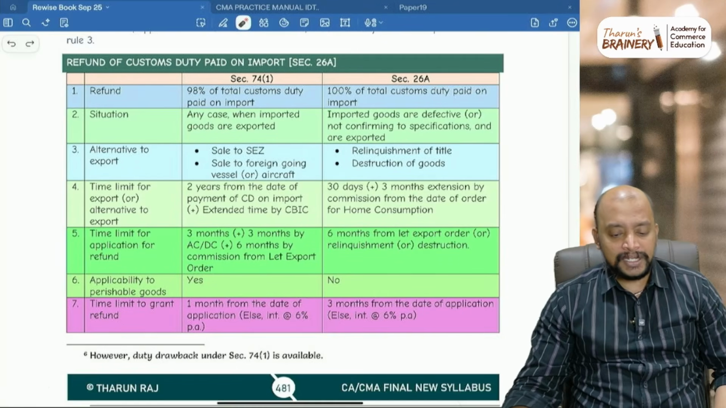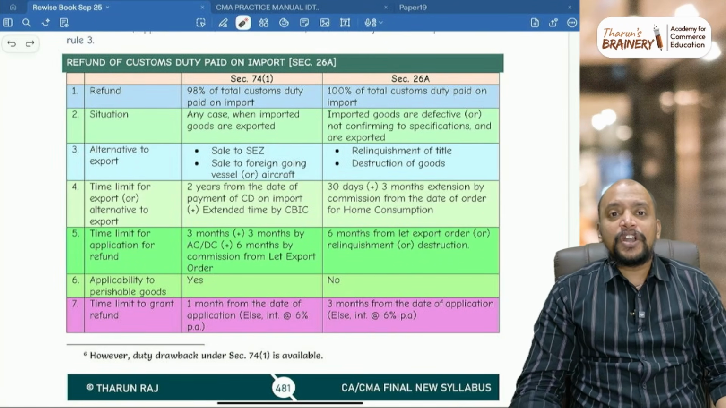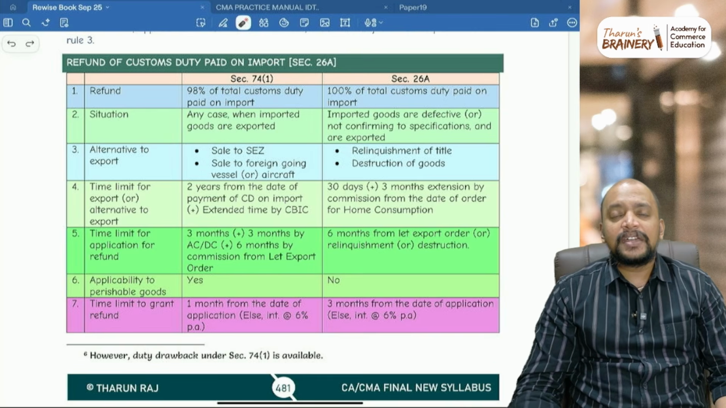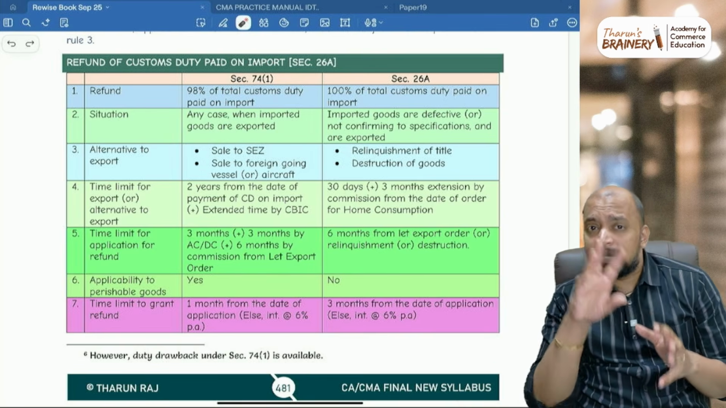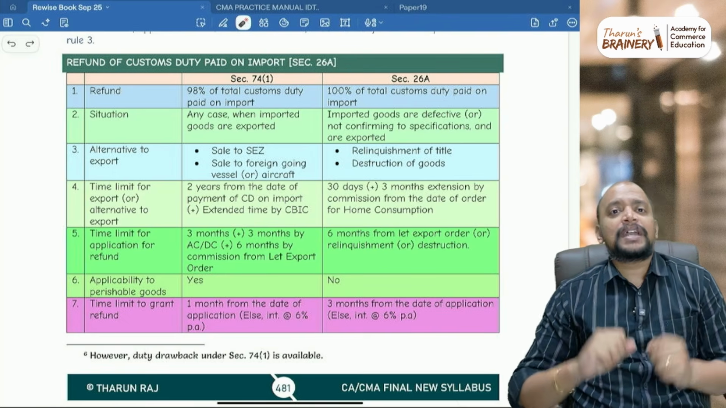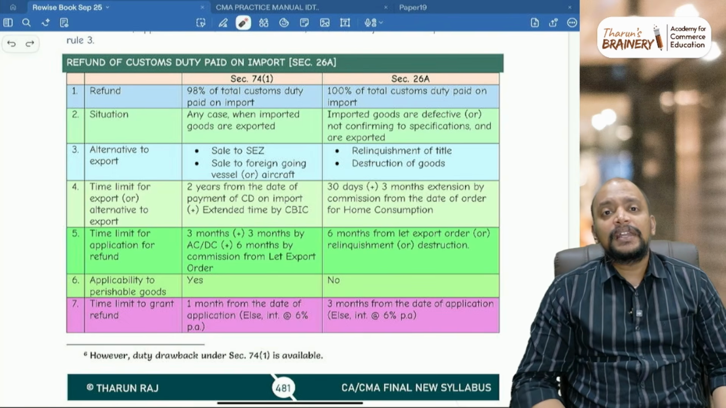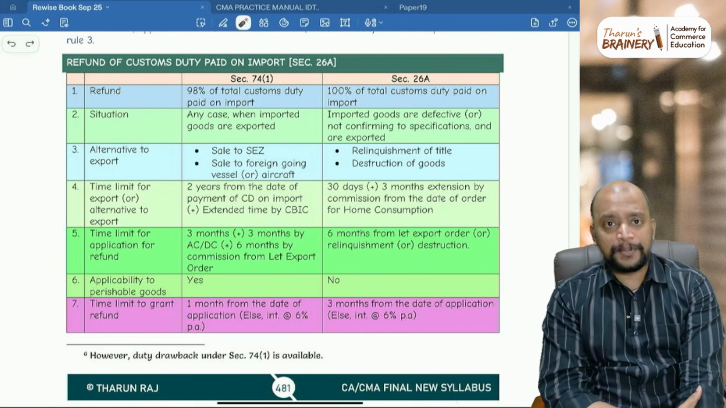Now look into the next one. Refund of customs duty paid on import, section 26A. There is one section 26A which will be similar to this duty drawback under 74 subsection 1. Let's see what happens in 26A.